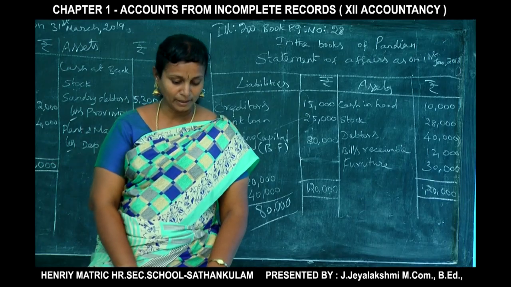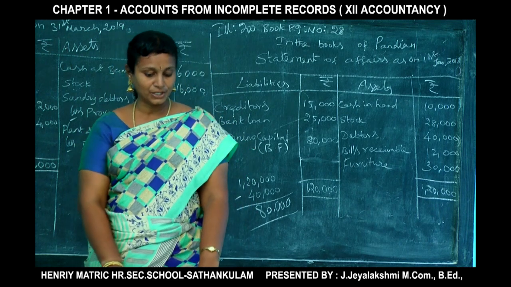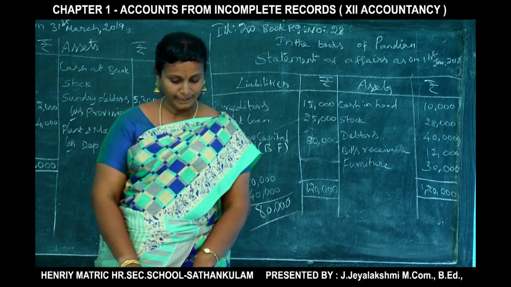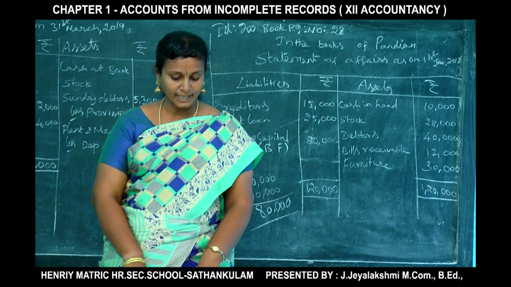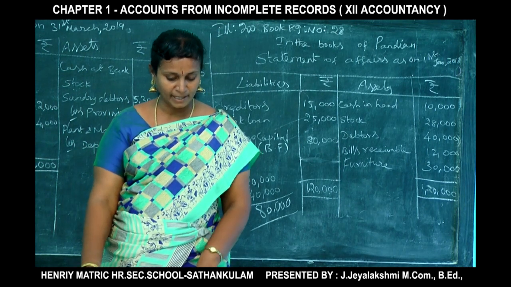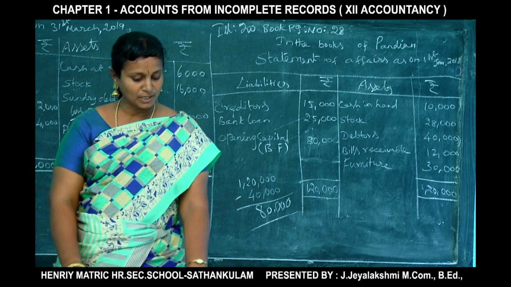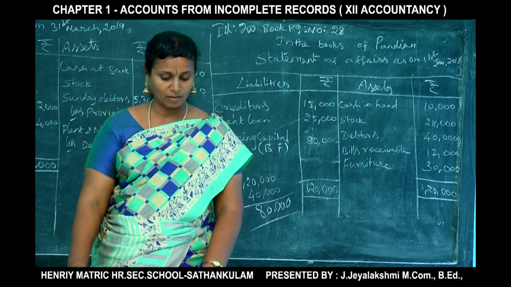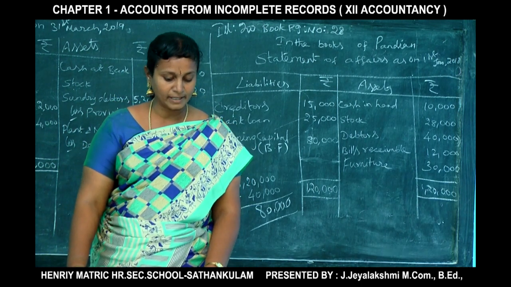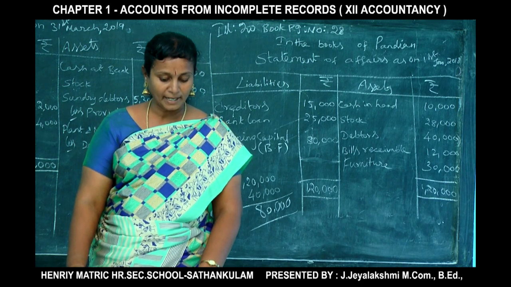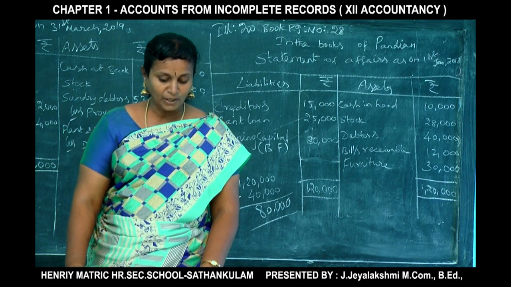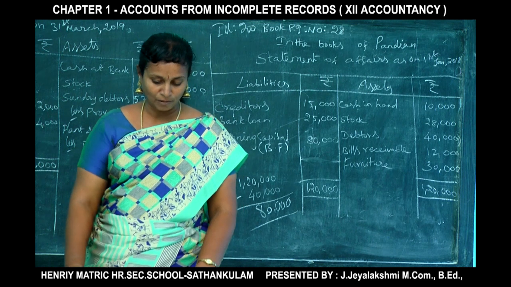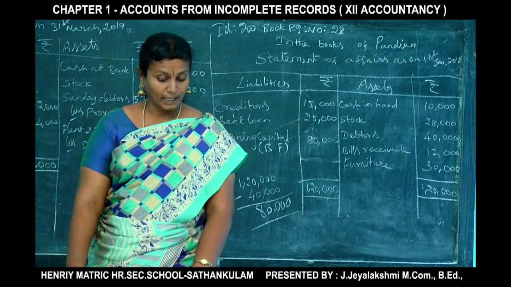Okay, now we are going to illustration 20, book page number 28. Here Pandya does not keep his books under double entry system. Following the information, prepare trading profit and loss account and balance sheet. Here also they have insisted to prepare profit and loss account and balance sheet. But we don't know the opening capital, so we have to find out the opening capital.